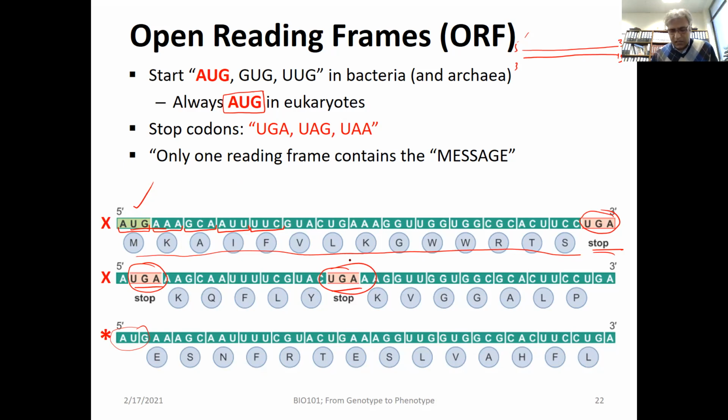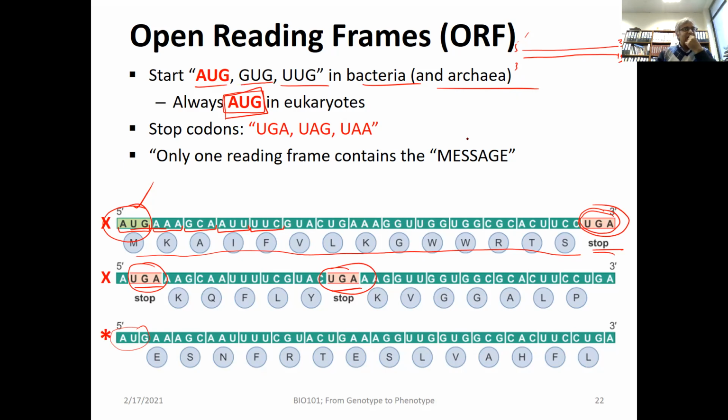So in the case of eukaryotes, the start codon in a reading frame is always AUG, and in the triplet code you should come across a stop codon. In the case of bacteria, in addition to AUG, you have GUG and UUG as well, in bacteria and in archaea, which are extremophiles.